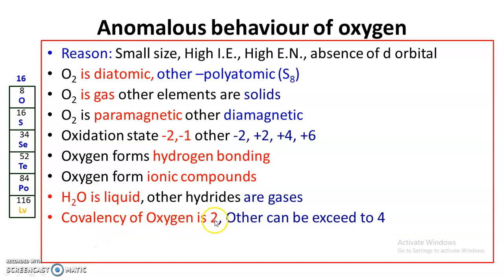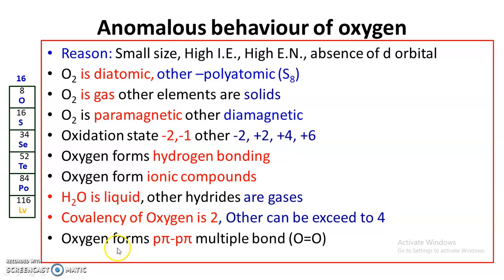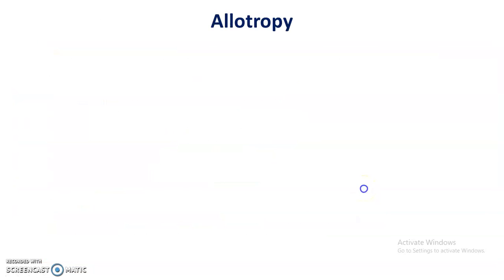Now the covalency of oxygen is 2, but other elements can have a covalency equal to 4. So the covalency of other elements can exceed 4, but the covalency of oxygen does not exceed 4, it is 2 only. Oxygen is able to form p-pi multiple bonds, whereas other elements are unable to form p-pi multiple bonds. So this is about the anomalous behavior of oxygen.